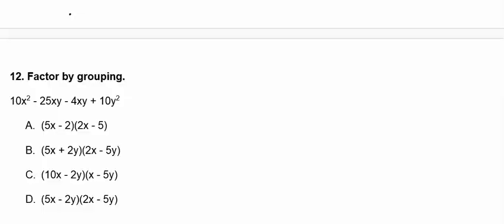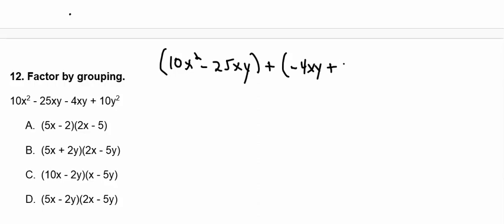Factor by grouping 10x squared minus 25xy minus 4xy plus 10y squared. So in factoring by grouping, we're going to group the first two terms together, and the last two terms together. Notice that I brought the sign inside the parentheses for the negative 4xy.